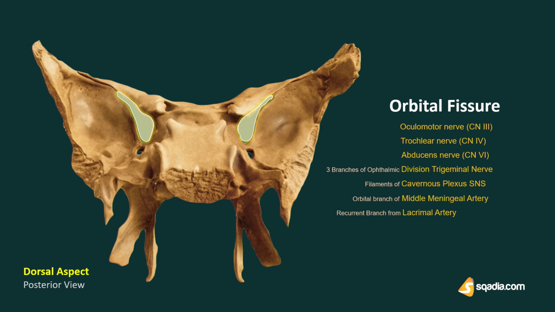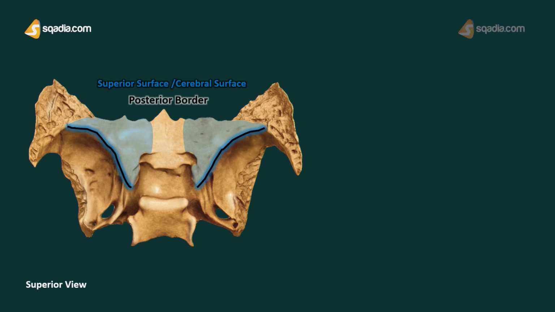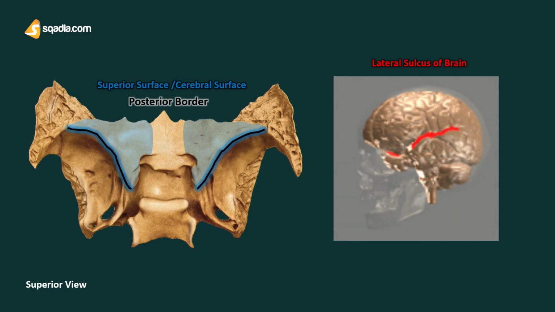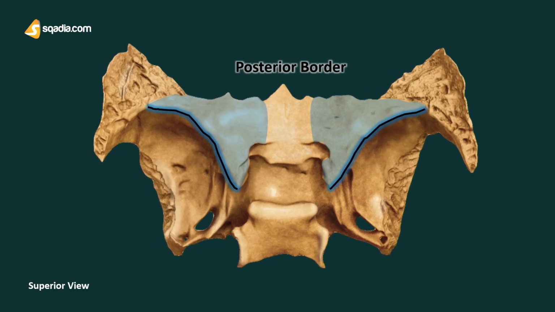Now we'll discuss the borders of the lesser wing. First we have the anterior border, which is serrated for articulation with the frontal bone. Next we have the posterior border, which is smooth and rounded and fits into the stem of the lateral sulcus of the brain. And it ends medially as a prominent projection, which we call the anterior clinoid process.